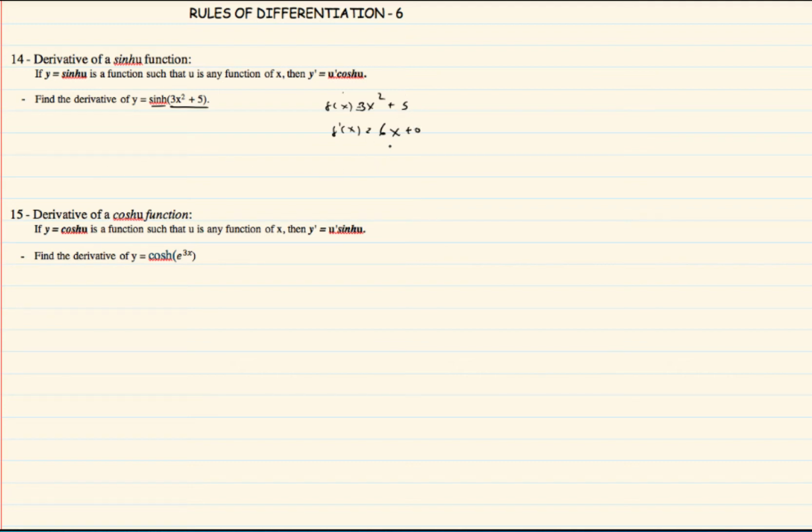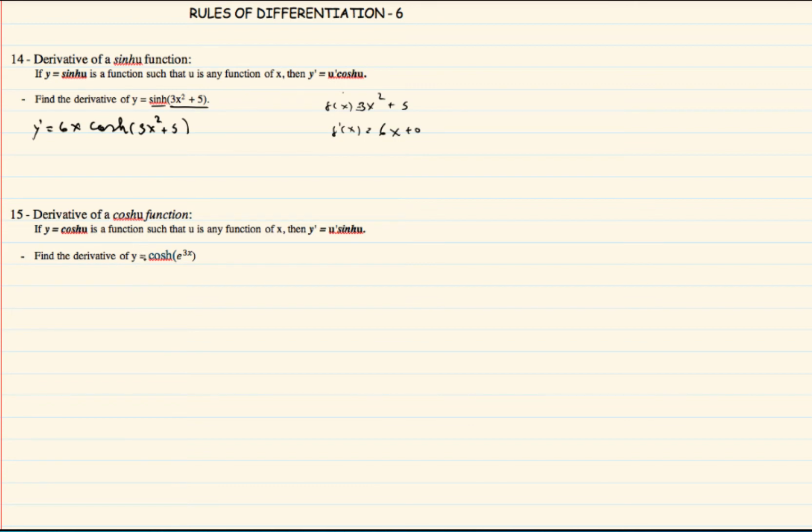So what we do now is multiply this derivative of the argument by cos hyperbolic of the first argument without any modification. So y dash is equal to 6x cos hyperbolic of 3x squared plus 5, and it's done.